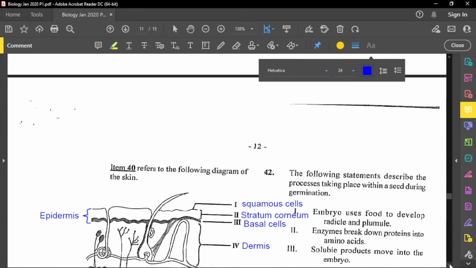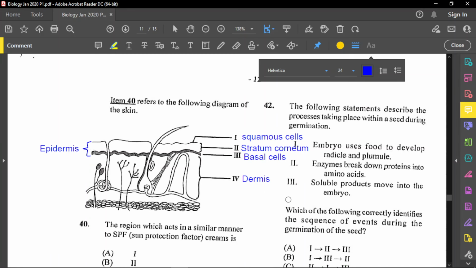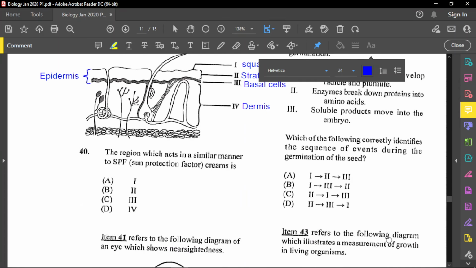All right, question number 40. Number 40 here is already labeled for you, based on this diagram of the skin. It asks which region acts in a similar manner as SPF, which is sun protection factor, cream. And so this layer right here, we have the basal cells. The basal cells contain specific cells called melanocytes. These melanocytes are responsible for producing the pigment that will block or absorb sunlight so that it won't damage the skin. All right, and so that will be part 3, right? So there, that will be part 3.